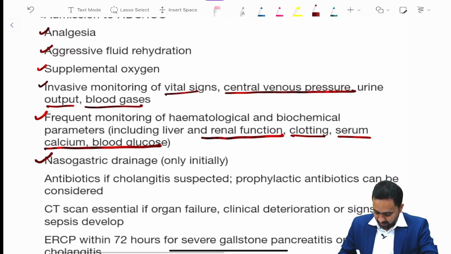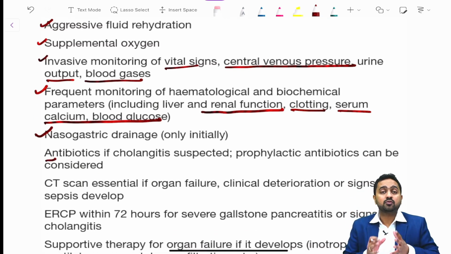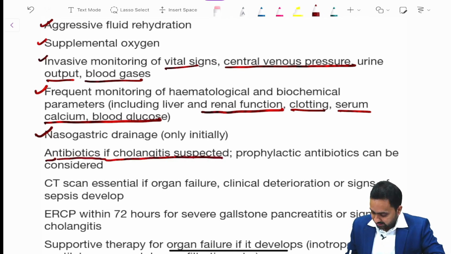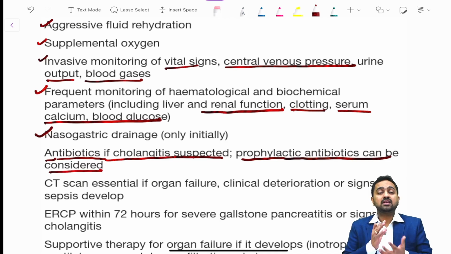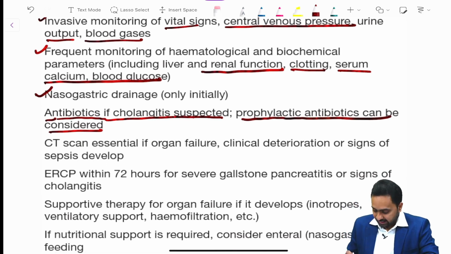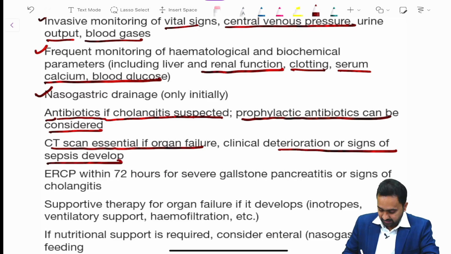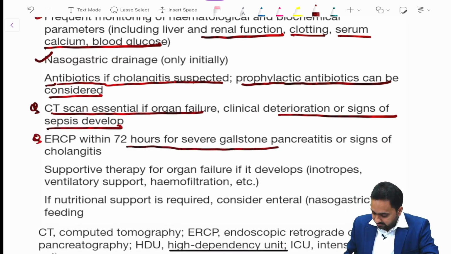Then we have your nasogastric tube only initially, that means we do not have to have a persistent nasogastric tube. Then antibiotics only if cholangitis is suspected, and then prophylactic antibiotics can be considered, and usually we give antibiotics only when we suspect an infection. The CT scan is essential if there is organ failure or clinical deterioration or signs of sepsis develop. Then ERCP within 72 hours of severe gallstone pancreatitis or signs of cholangitis.